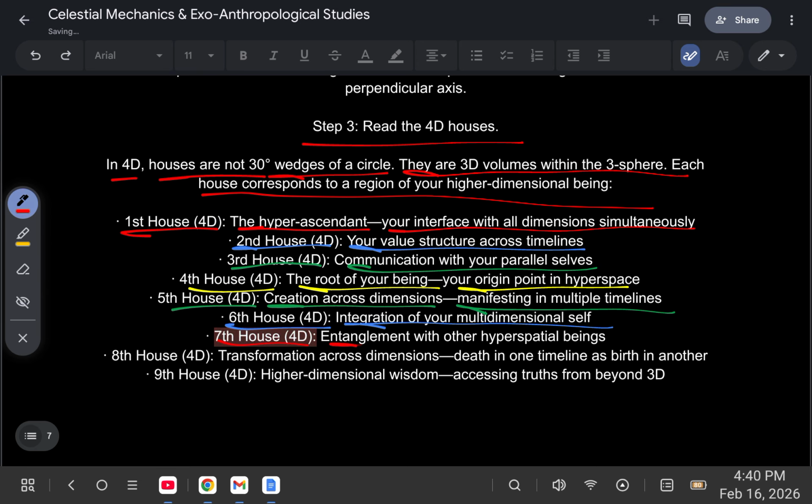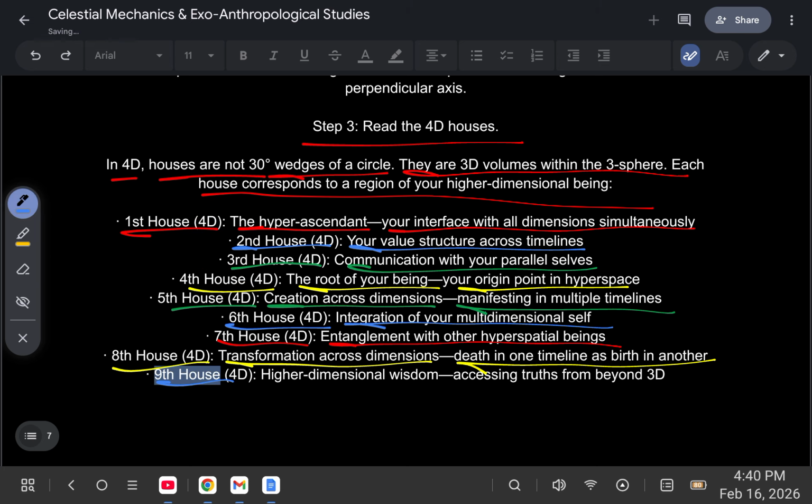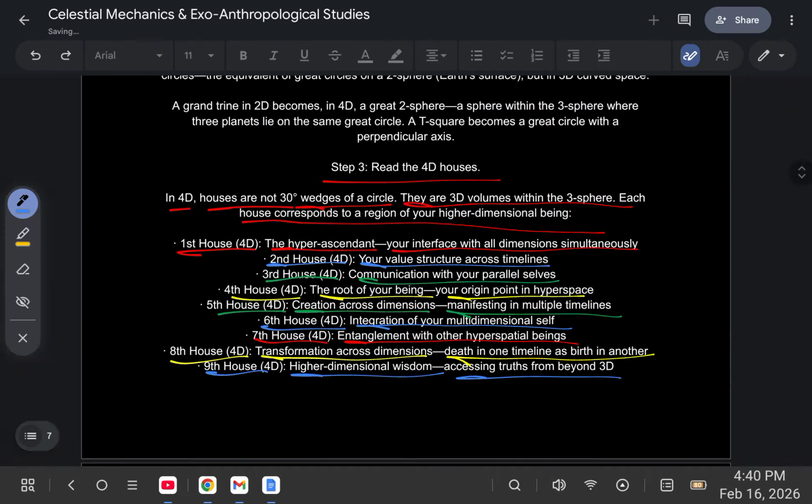Seventh house in 4D, entanglement with other hyperspatial beings. Eighth house in 4D, transformation across dimensions, death in one timeline as birth in another. And the ninth house in 4D, higher dimensional wisdom, accessing truths from beyond 3D.